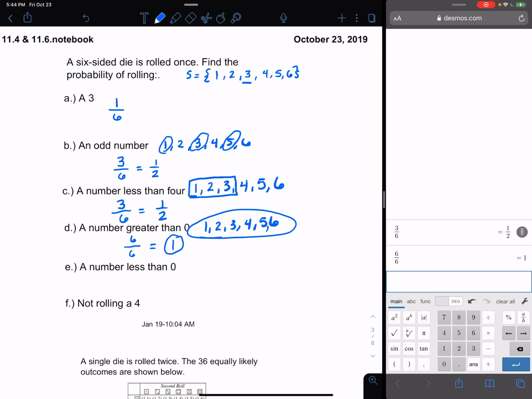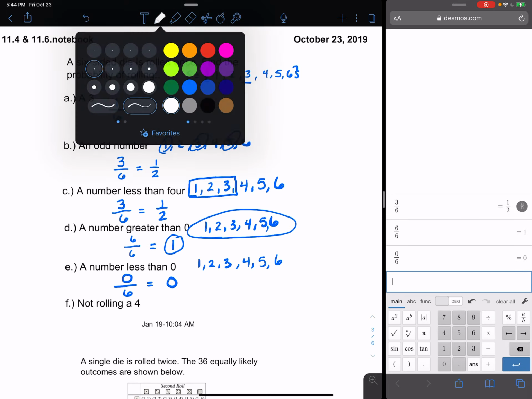And then for part E, they asked us for a number less than 0. So that would be numbers like -1, -2, right? All those numbers less than 0. Well, none of them are less than 0. So there's 0 ways that could work out of the 6 total ways. And same thing, I can divide that. If I do 0 divided by 6, that's going to give me 0 as my answer.